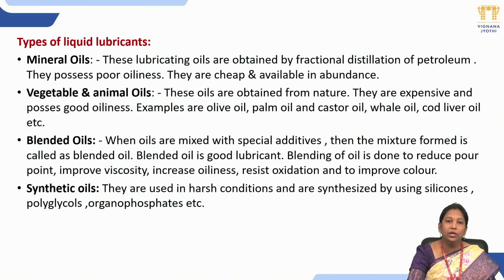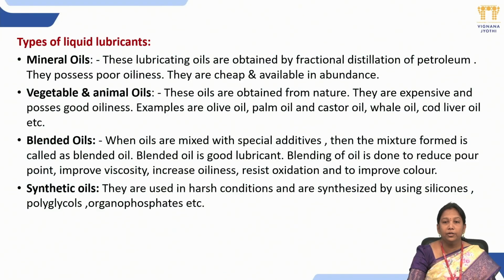They are classified as mineral oils, vegetable and animal oils, blended oils, and synthetic oils. There are a lot of machines which operate under different conditions, so depending on that, we can select either of these four types. Coming to the mineral oils, they are generally obtained from fractional distillation of petroleum. These mineral oils possess poor oiliness. But because of their abundance and their cheaper rate, these mineral oils are very much suitable for simple applications of lubrication.